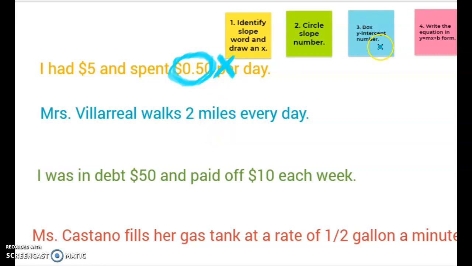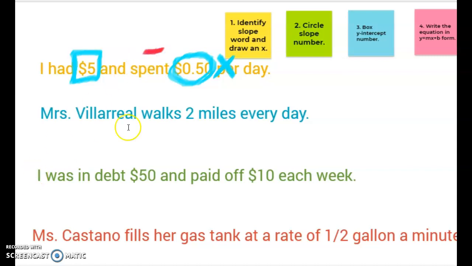Then the other number that I have left is going to be my intercept. So I'm going to box that number. So there we go. Now we've got circle, box. We can try to write our equation, right? But guys, the reason why we did that vocabulary slide before this is because it's important for us to understand whether we are adding or subtracting in our equation, and whether our slope is positive or negative. So if we notice right here, spent, if you're spending money, that means that your amount is decreasing, right? So we should be subtracting.